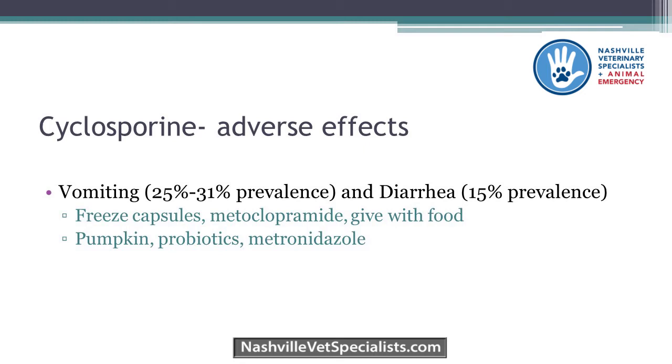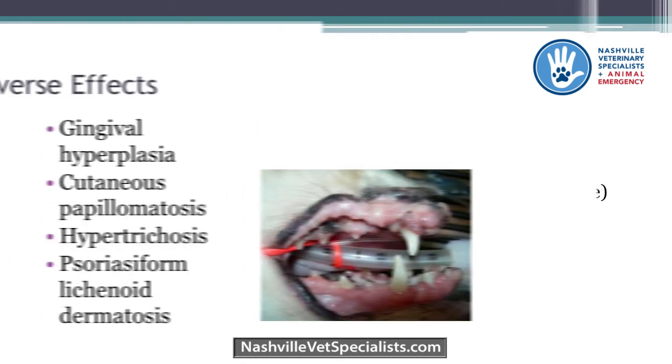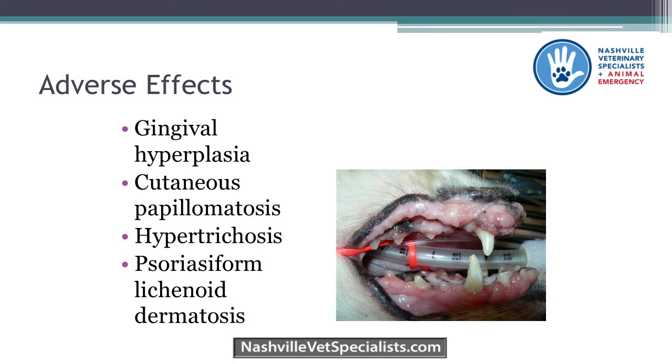Diarrhea, 15%, still pretty high. Pumpkin, probiotics, metronidazole. You guys are quite good at treating diarrhea, I'm sure. More fun adverse effects, gingival hyperplasia. That's kind of a fun one. I will say that it'll get better if you keep a close eye on it, if you stop the drug quickly enough.